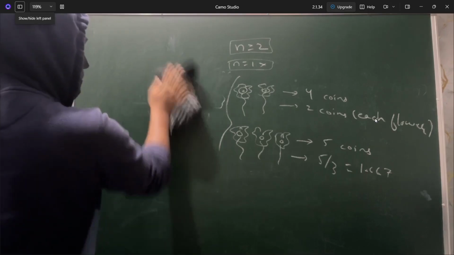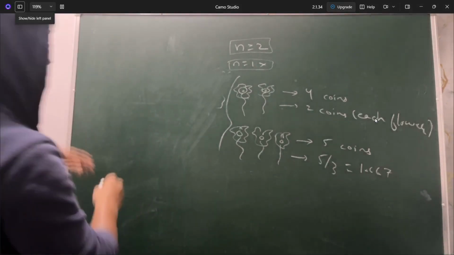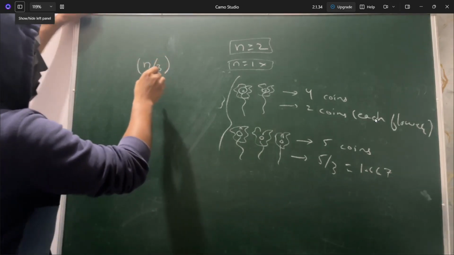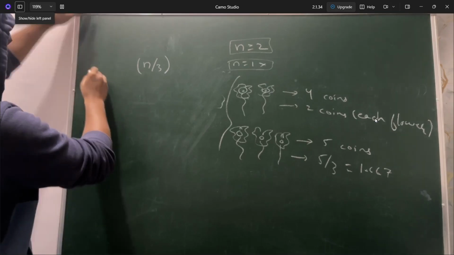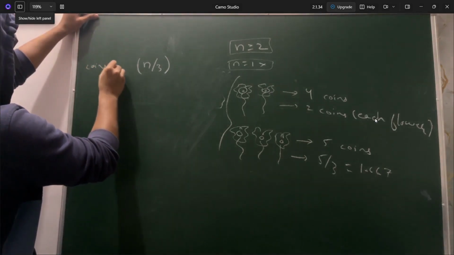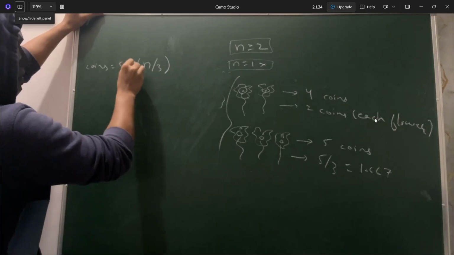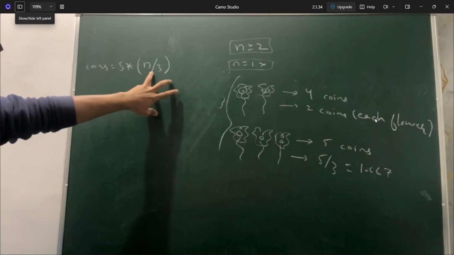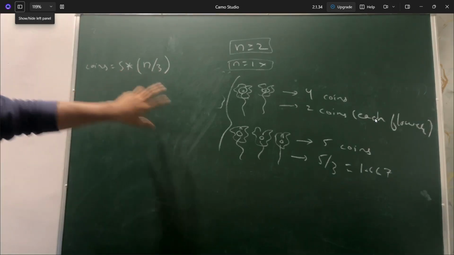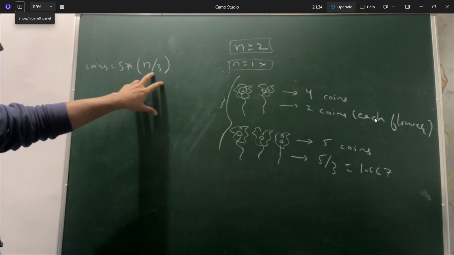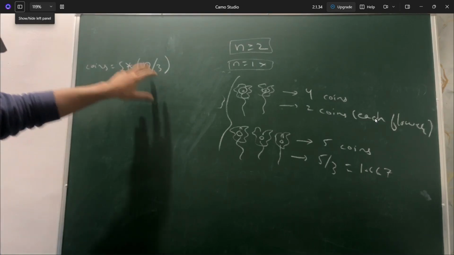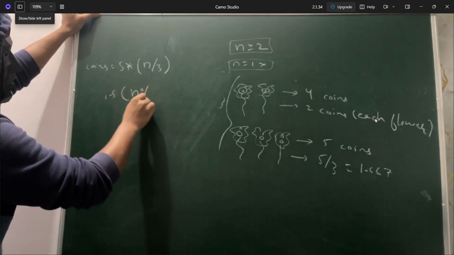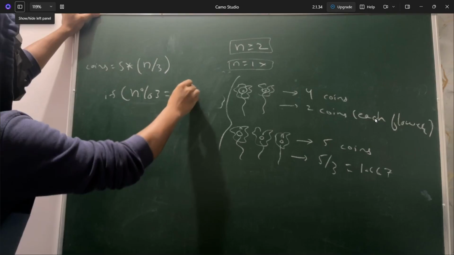In order to solve this, what we'll be doing is, as I said, whatever n they have given, you divide that n by 3. You take it in a bracket, and your coins will be equal to this, multiplied by 5. For 3 flowers, you will be spending 5 coins. So you do this, and now you check if n modulo 3 is equal to 0.